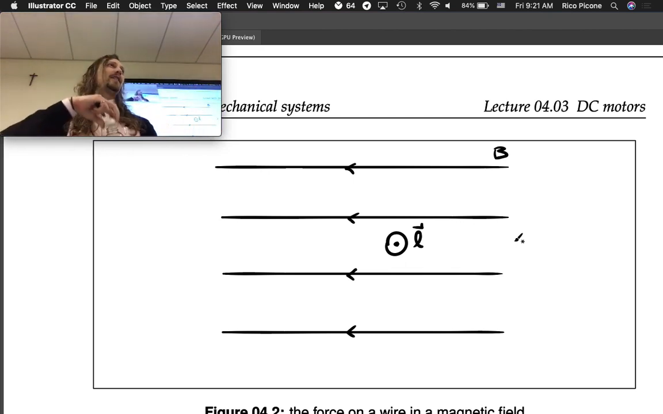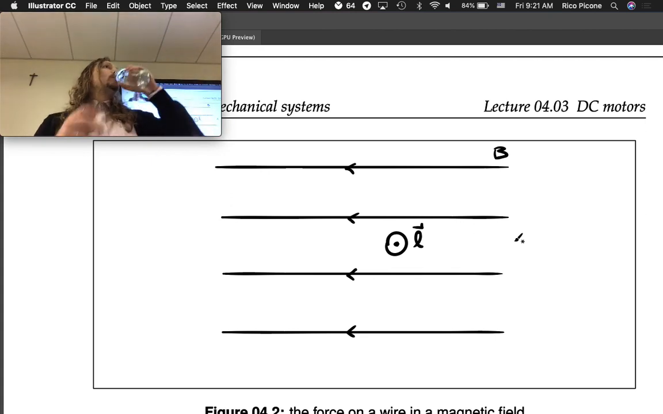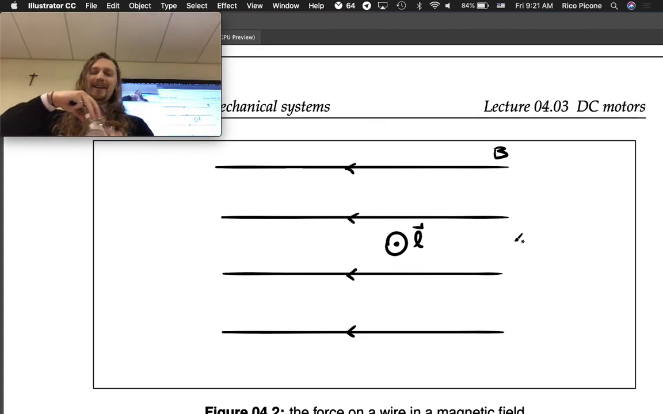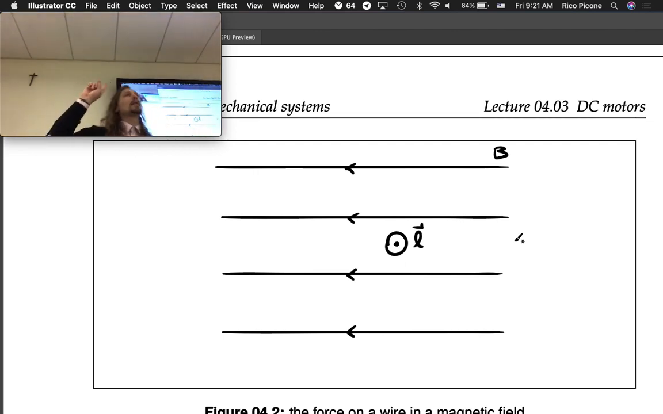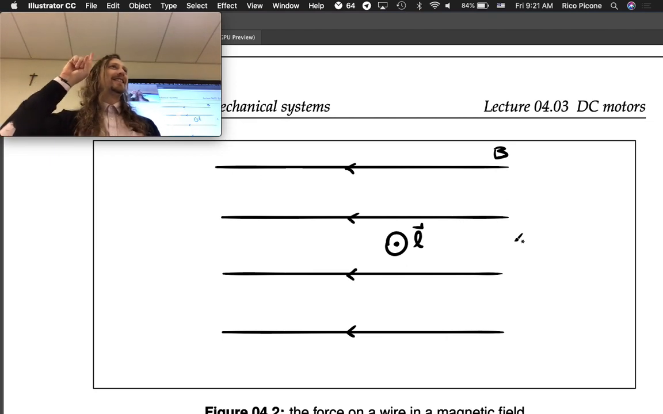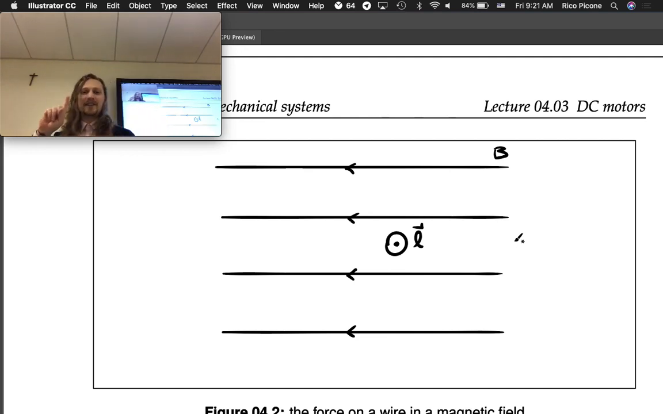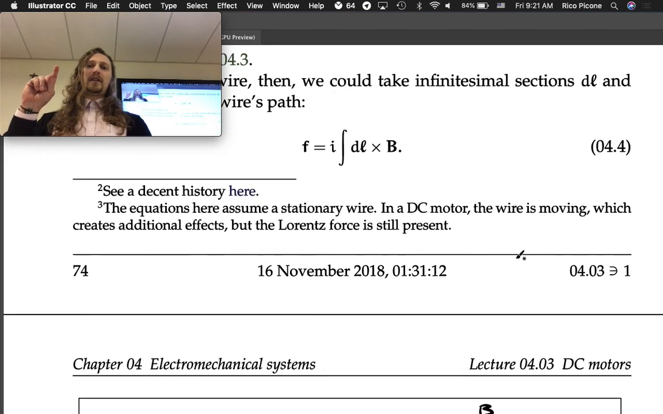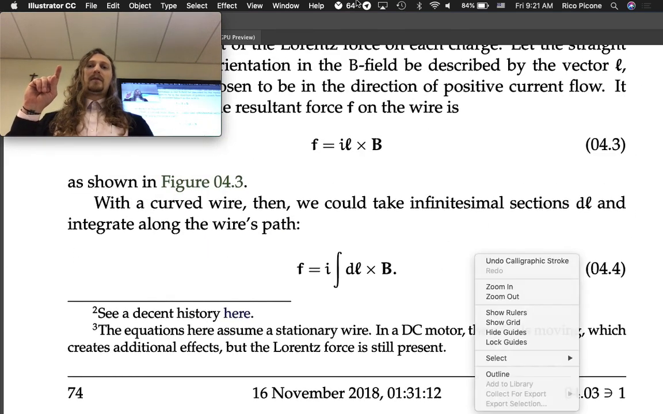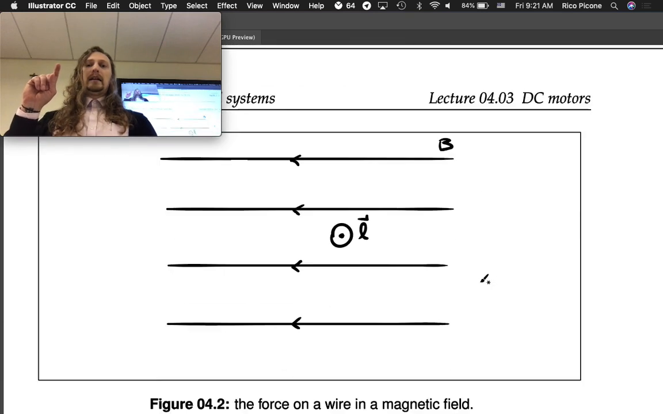Do you guys remember? Right-hand rule. Okay, so the way that we like to use it is your index finger, your pointer finger, in the direction of the first vector. So for us, that is going to be coming out. So L is the first vector in the cross product, right? So L coming out of the board.